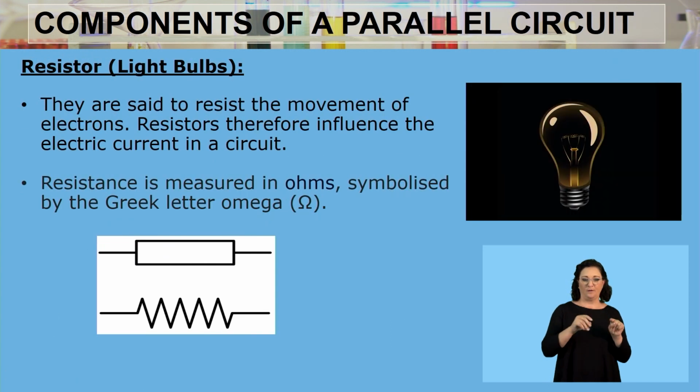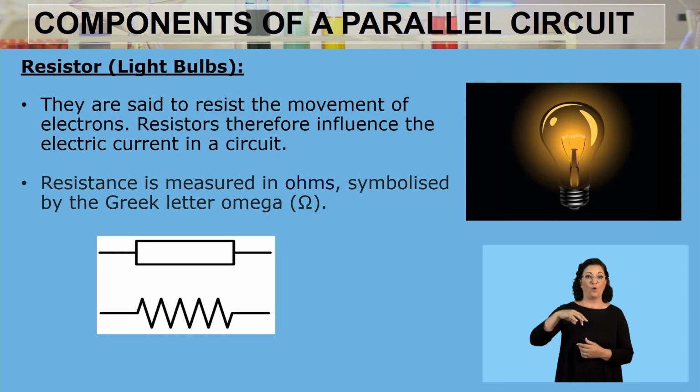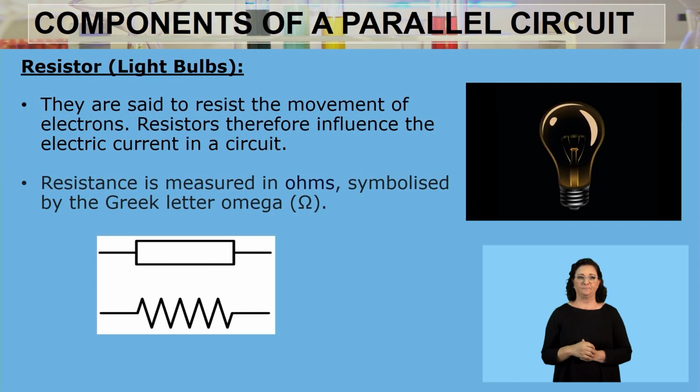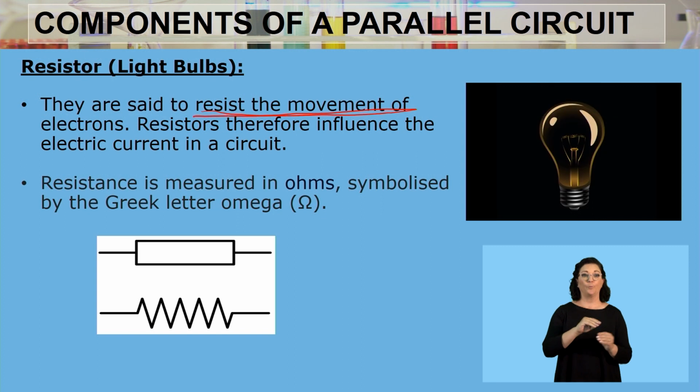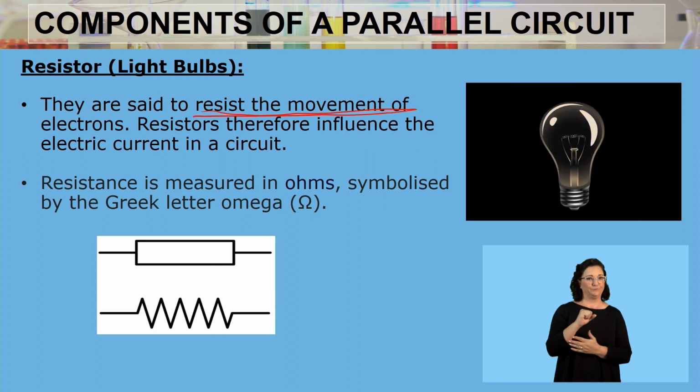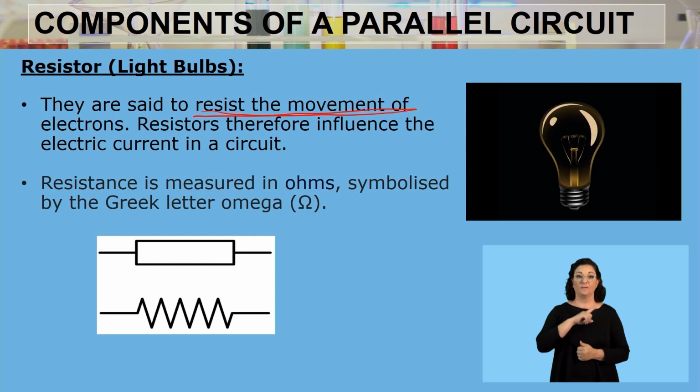So in a parallel circuit, you also find resistors. And remember, we're going to be using our light bulbs as our resistors. Now, what are resistors? Resistors are said to resist the movement of electrons. They are resisting the movement of the electric charge or the electrons, hence the name resistor. They don't want the electrons to pass through, but they do allow them to pass through. However, they don't make it easier for those electrons to pass through. Therefore, the resistors influence the electric current in a circuit.